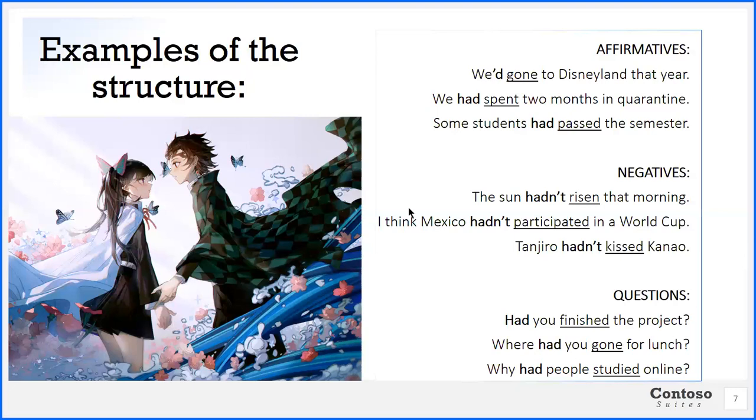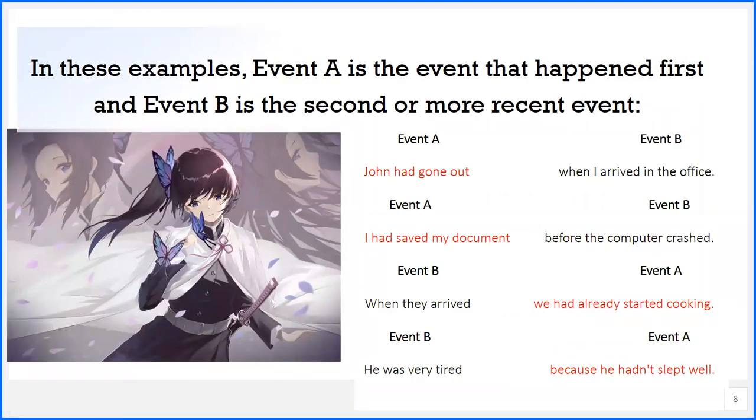So moving on, here are more examples. In this case, event A is always going to be the one that started, so our event A is our past perfect. And then event B is the one that was second to it, or more recent, and that's going to be our past simple. Okay, so we can analyze the first one. John had gone out when I arrived in the office.